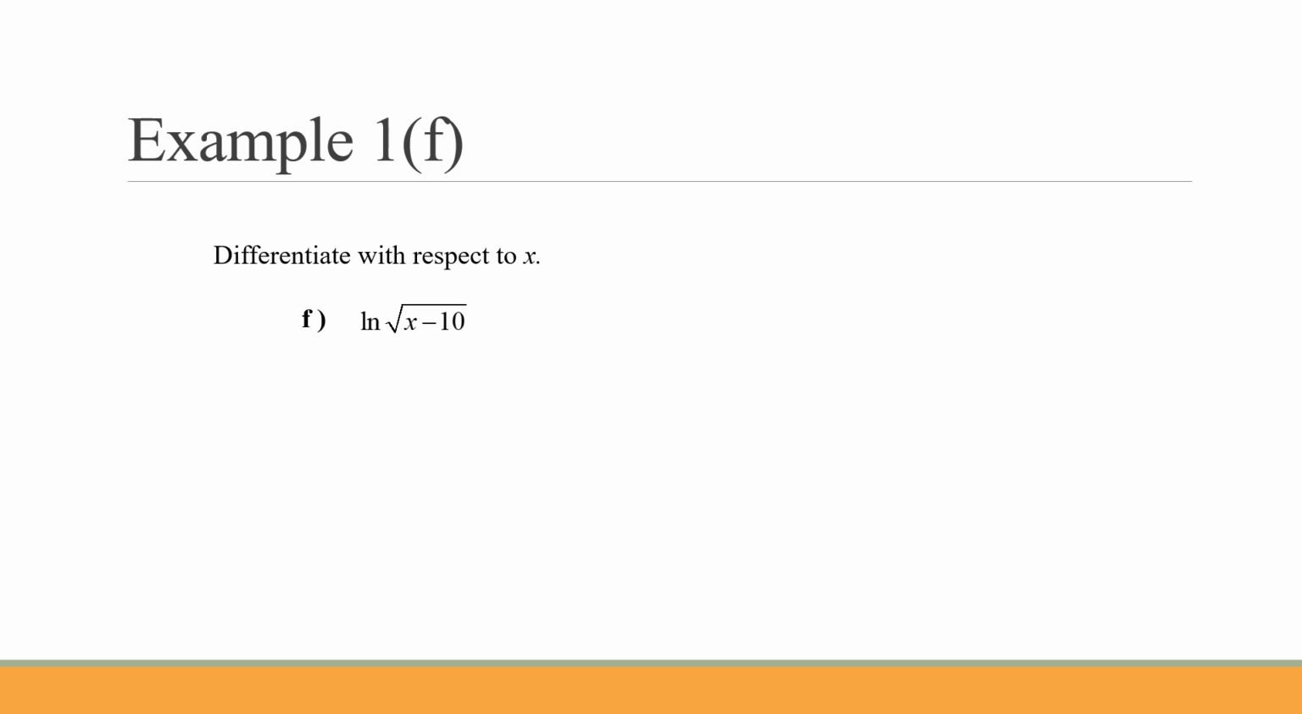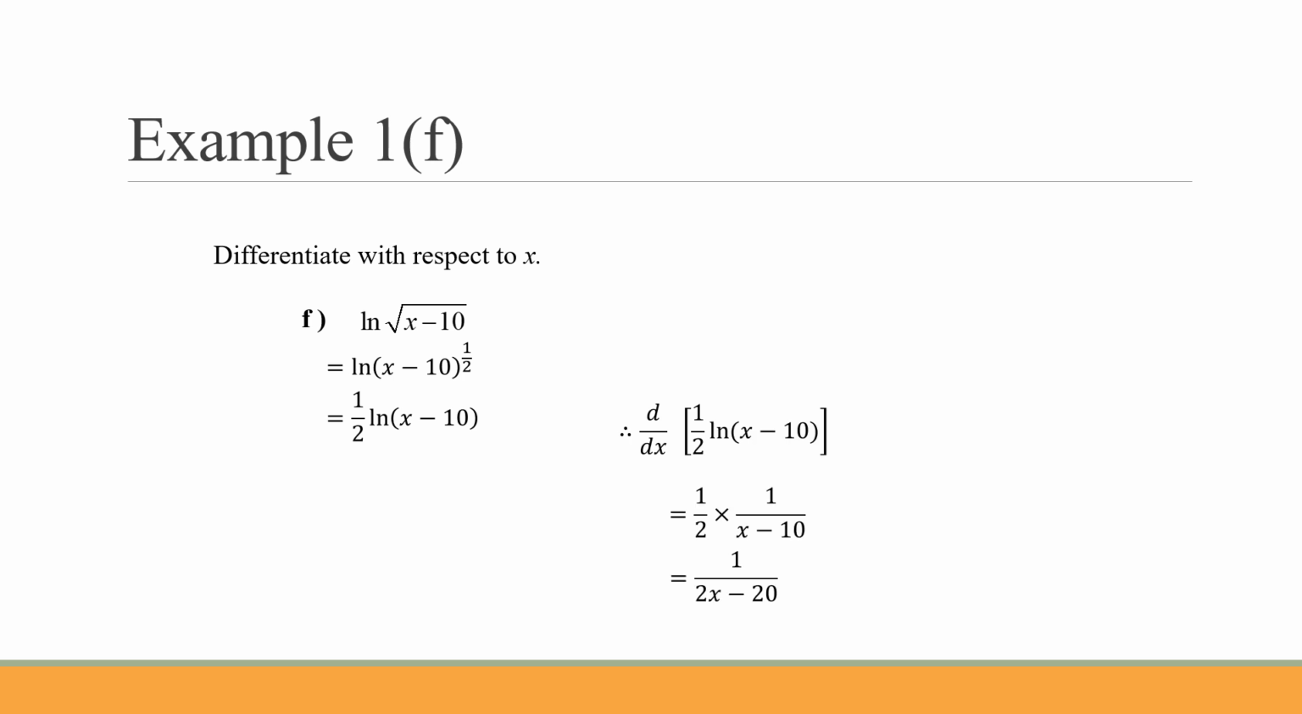Okay, moving on. So now for this one, we have log. This is slightly more involved. First of all, we have to use the rules of indices. What does square root mean? Square root means we have to change to the power half. Again, this will be easier if we use the power rule. So we move the half to the front and then we differentiate them. Your answer should be 1 over 2x minus 20. If you do not expand this, it's still fine. The answer is correct.